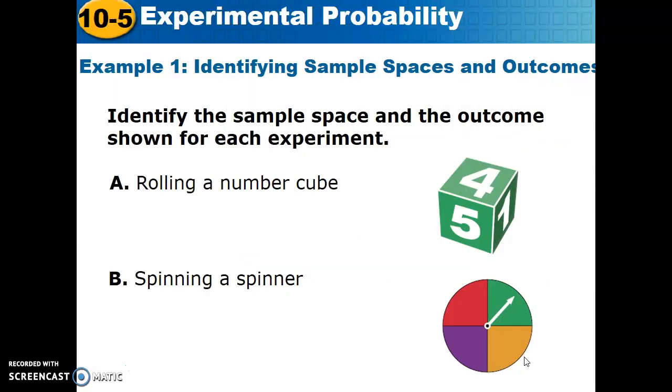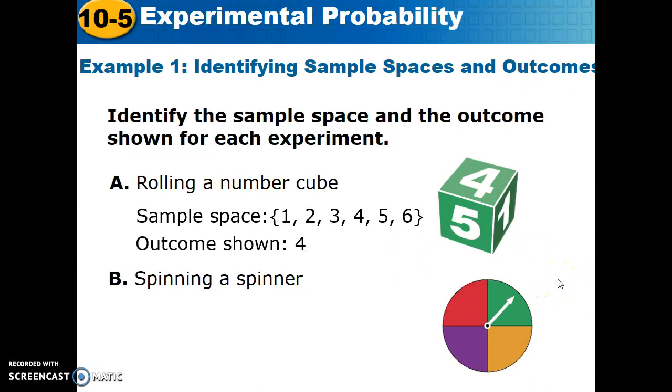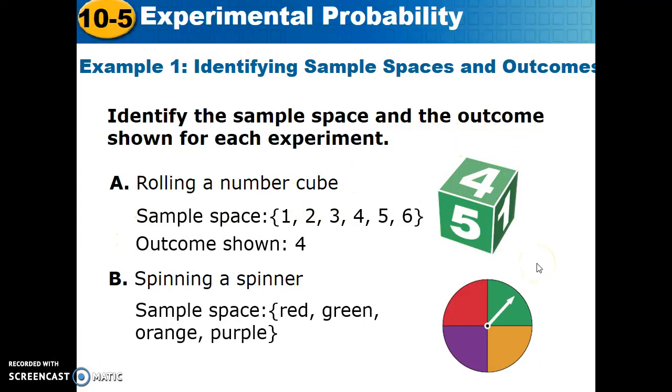So let's identify the sample spaces and outcomes. The first one, rolling a number cube. Our sample space, as we just indicated, is 1 through 6. We can get a 1, 2, 3, 4, 5, or 6. Spinning this spinner, we can get red, green, purple, or gold. The outcome shown up here is green. So it's just showing you the difference between the sample space, what could happen, and the outcome, what did happen.